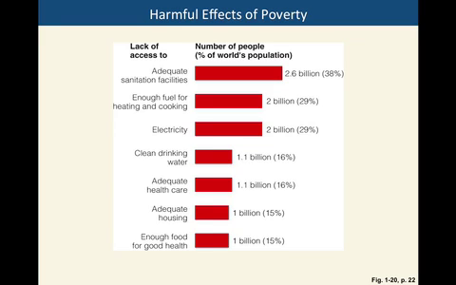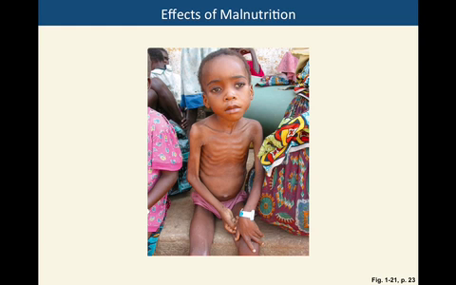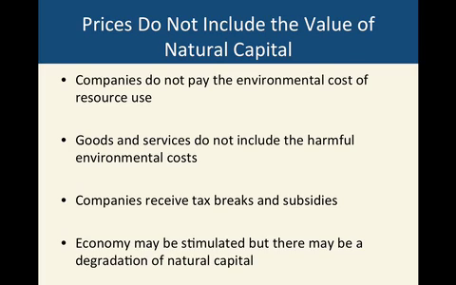A little bit of a sobering chart. Last one here, I believe, is that the prices do not include the value of natural capital. What we do with our economy very frequently is subsidize companies in order to, what we say, stimulate the economy. And by doing so, we don't have the customers pay for the environmental costs, or even the companies. We do it through subsidies or taxes. They also don't include the harmful environmental effects.